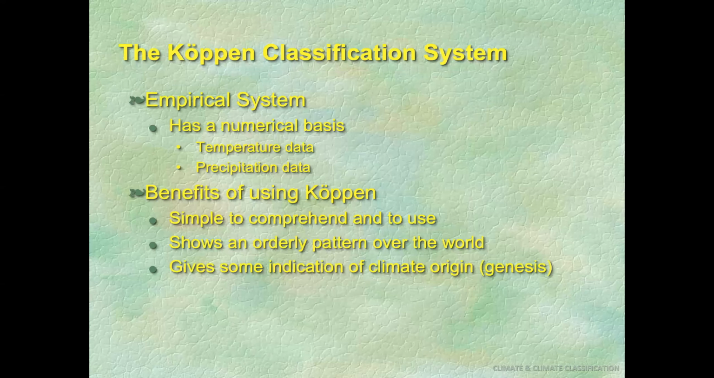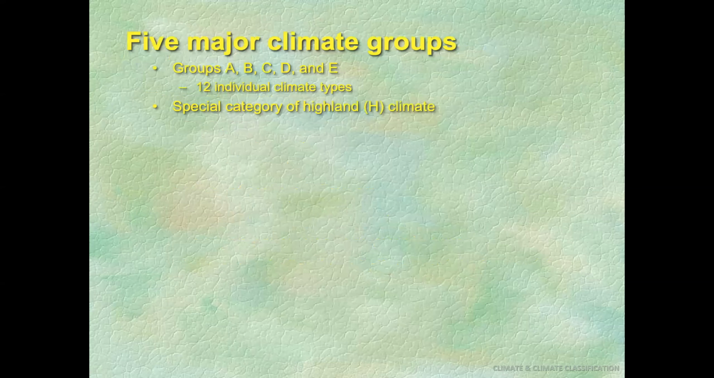The Köppen classification system is numerical. That is another way of saying empirical. It's based on actual data. And these are the benefits. Pretty straightforward. It's broken up into 5 letters and a 6 for highland climates.